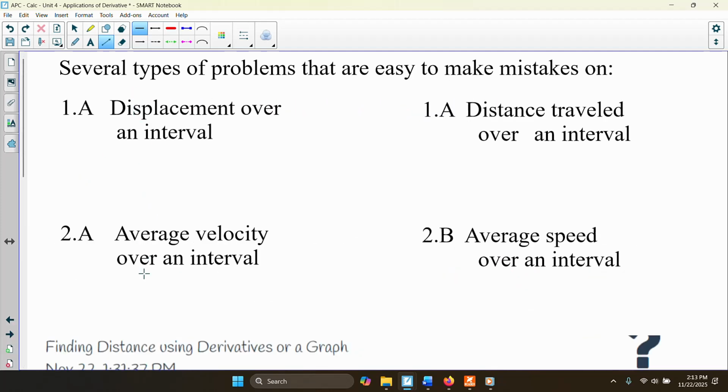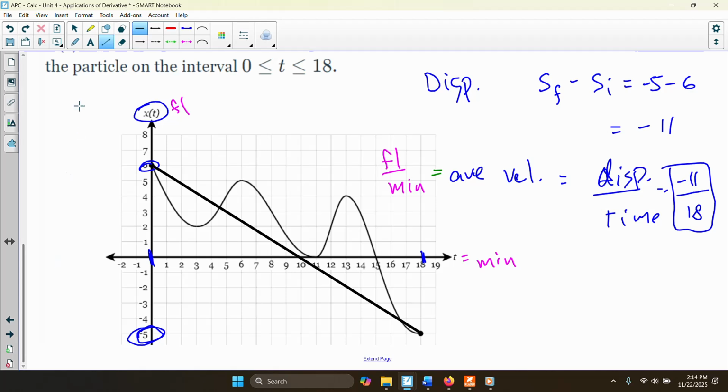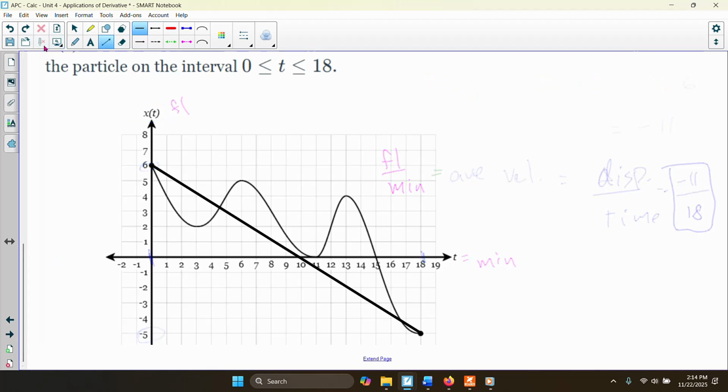This side of the questions. Now let's do this: distance versus average speed. So looking at the graph, I'm going to erase all this. It is definitely trickier. Speed is always trickier if there's turning around.